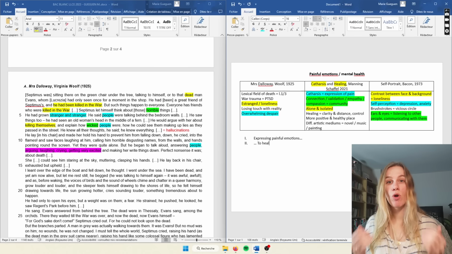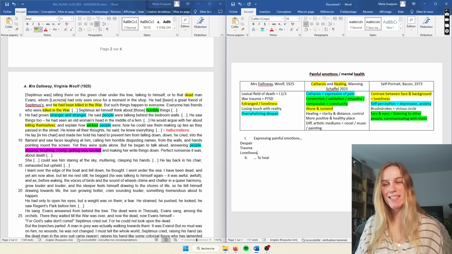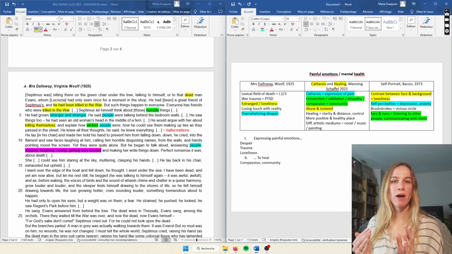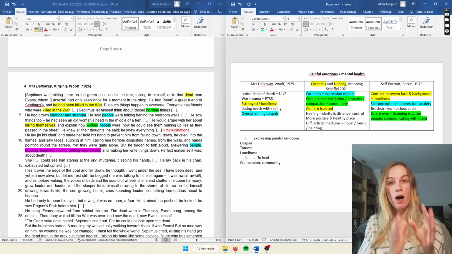So in expressing painful emotions, we would talk about despair, we would talk about trauma, for example, but also loneliness. I'm just putting down ideas, and in the second part we would put elements like compassion and community. Now when you are preparing your plan, this is where you put your different arguments and where you put your different examples. Remember not to mistake one for the other. Once you are finished with all of this, you can start writing the essay.